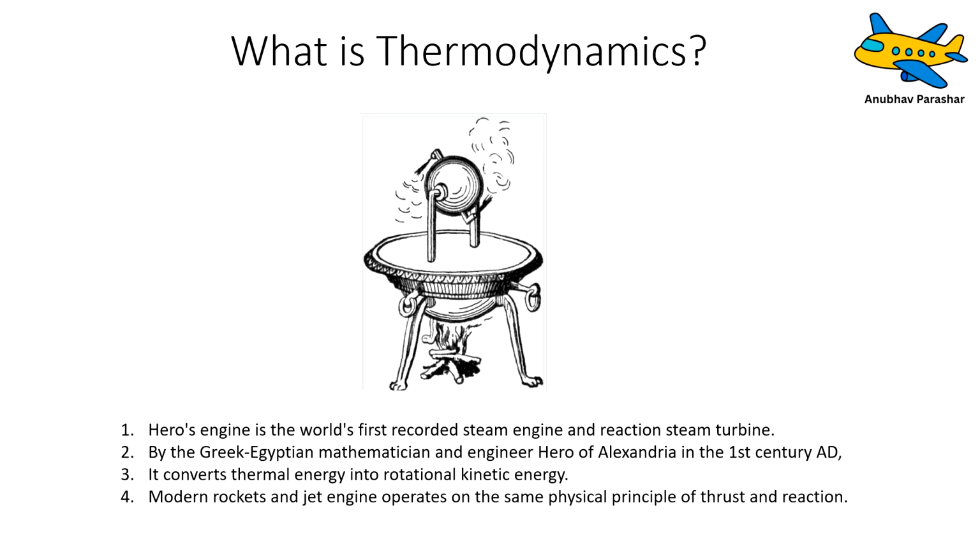So let us try to understand this engine before understanding what is thermodynamics. Now, what this engine does is it converts the heat energy of this burning wood into kinetic energy. How? There is steam inside this vessel. As soon as the steam gets heated up, it flows up through the pipes and fills up the sphere, and then it comes out through the nozzles as the pressure increases. As a result, the sphere rotates.